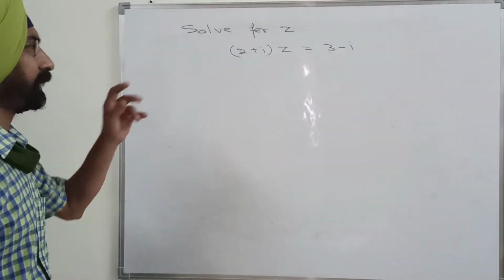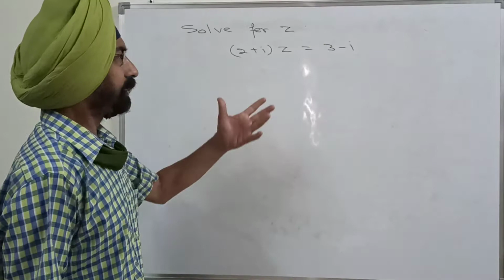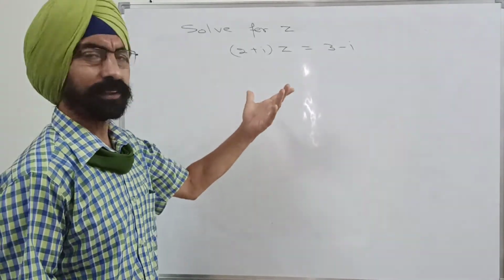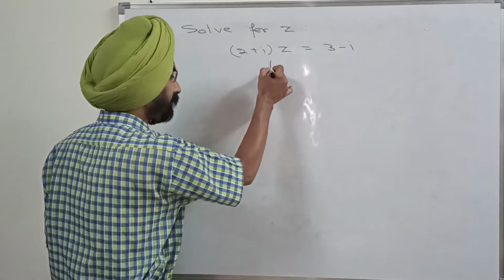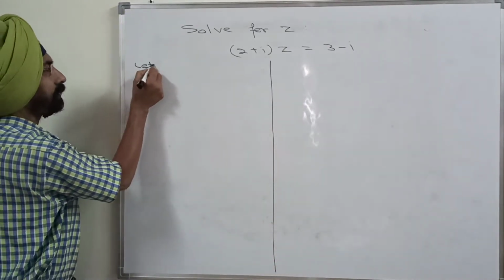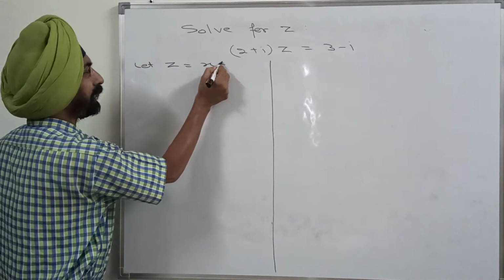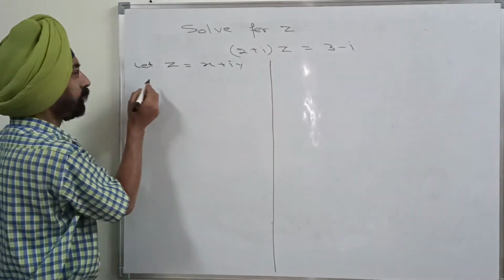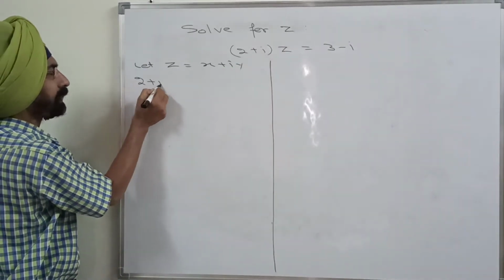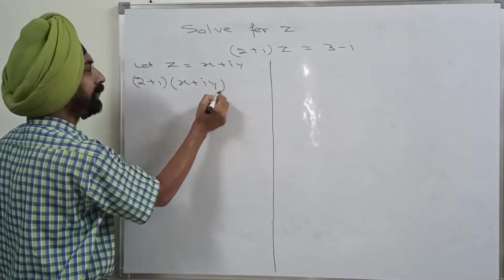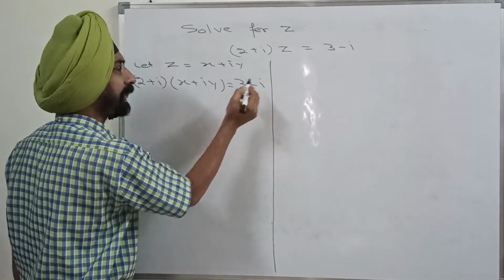So how to solve this equation? This equation can be solved in several ways. I am going to solve this equation using two different methods. First method: let z be your complex number x + iy. Substitute the value of z over here. You will get (2 + i)(x + iy) = 3 - i.